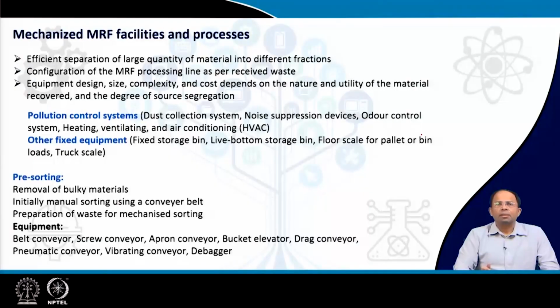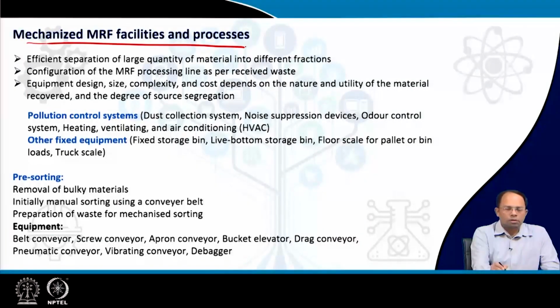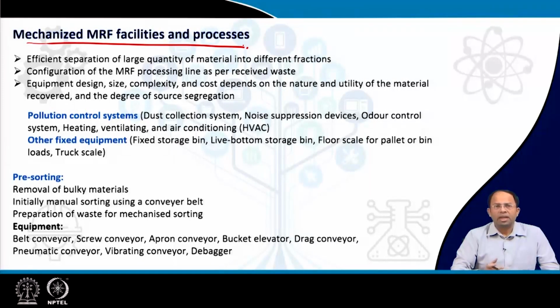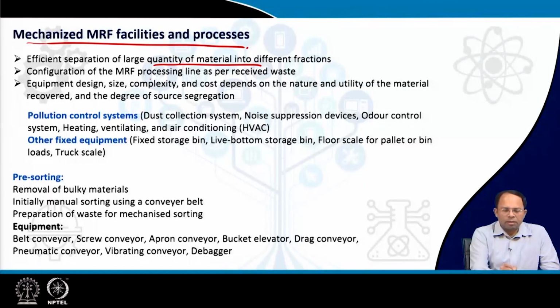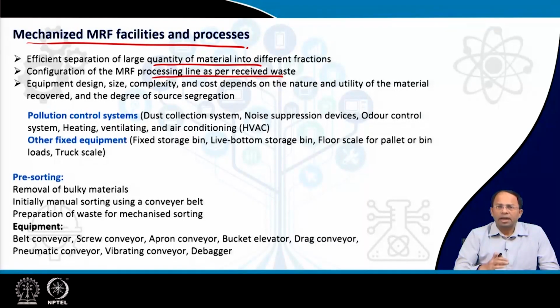Now coming to mechanized MRF facilities and processes. Where manual sorting is not possible, we are getting a huge quantity of waste, and the waste is relatively segregated, in that case, we can go with mechanized facilities. It is efficient for large quantity of material, and the configuration of the MRF processing line is as per the received waste. Based on the different kinds of waste that we receive, what kind of fractions are there for plastic, paper, what are their densities, what are their characteristics, what is the moisture content. Accordingly, we will be designing the overall MRF processing line.